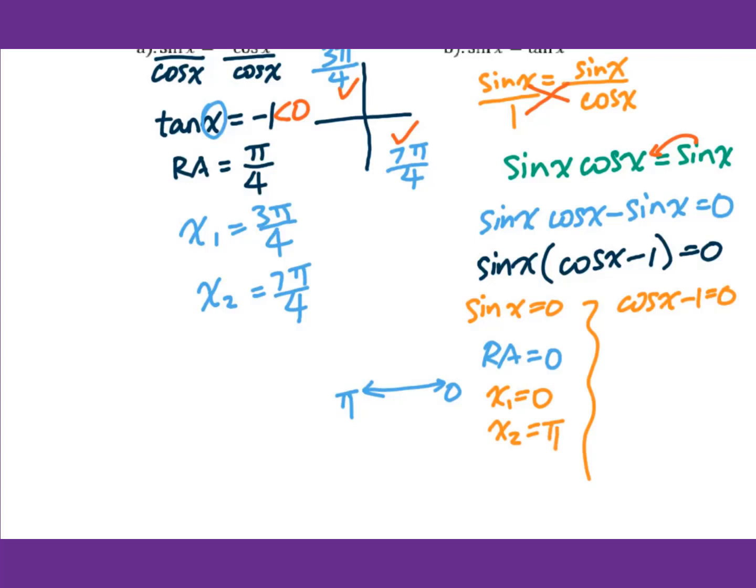For cosine x minus 1, you need to move -1 to the right side. You got cosine x equal to 1. That's x will be 0. Only one solution when sine and cosine equal the maximum value or minimum value.